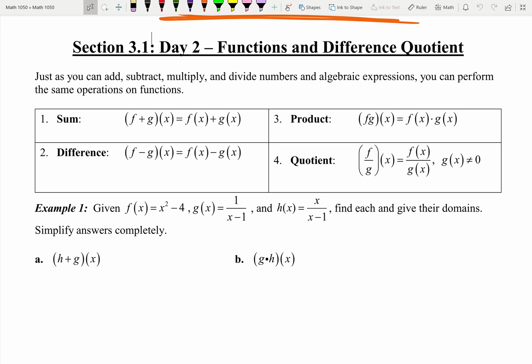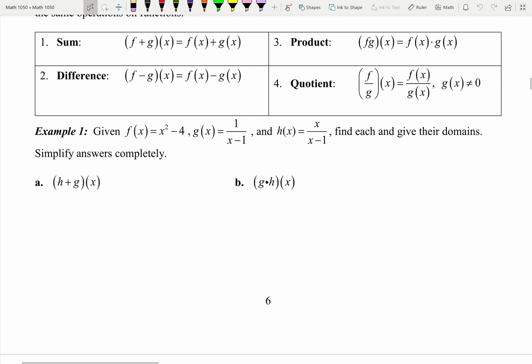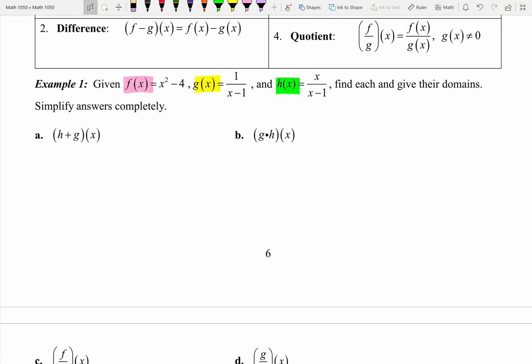Okay, so we are going to add some expressions, multiply them, subtract them, and divide them, okay? They all have different names, like right here, the names are f of x, and we've got a g of x, and we've got an h of x, okay? So question A says take your h of x and add it to your g of x. So I'm just going to put an equals right here, and then I'm going to write my h of x, which is x over x minus 1, and I'm going to add it to my g of x, which is 1 over x minus 1.